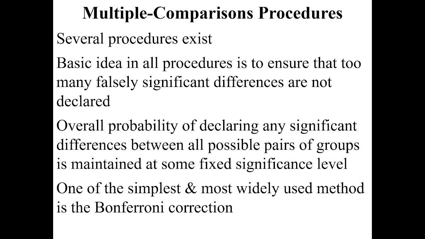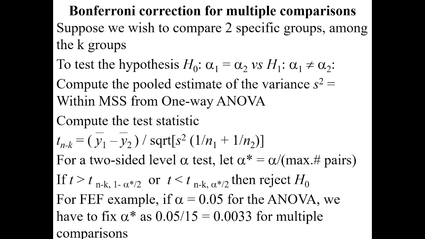And this is the philosophy for all procedures, and one of the most common, simplest and widely used methods is what is called Bonferroni correction. In Bonferroni correction, we wish to compare two specific groups among K groups. Let's say you are comparing group 1 versus group 2, and you want to test the null hypothesis that alpha 1 is equal to alpha 2, versus alpha 1 is not equal to alpha 2.